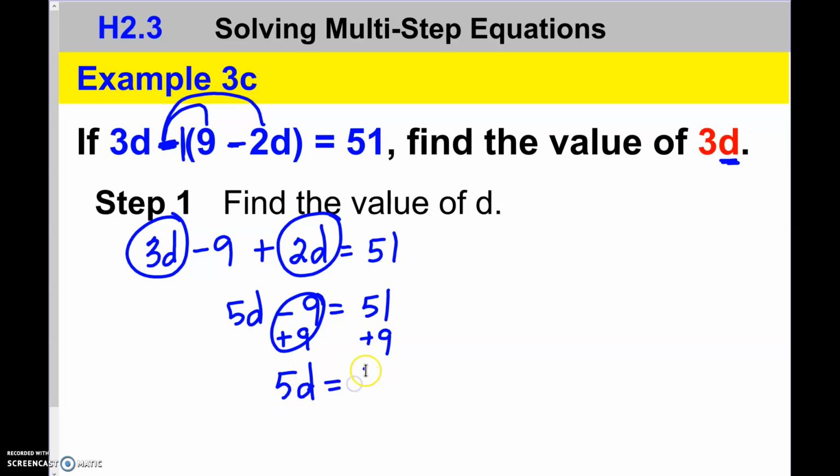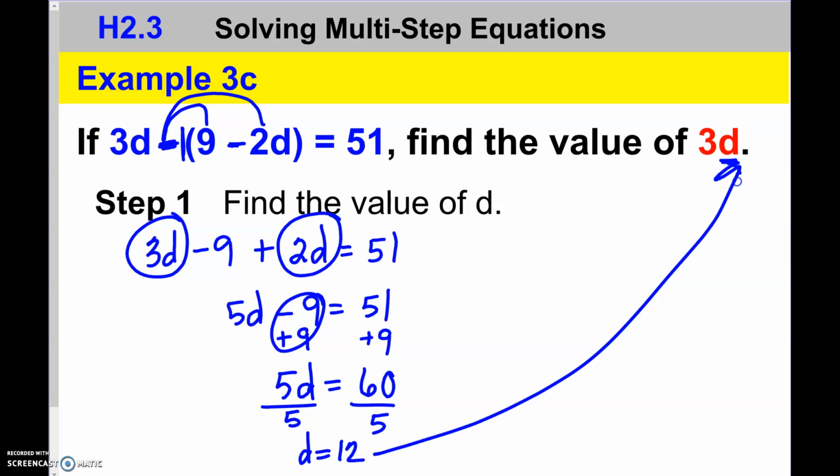5d equals 60. So now this says 5 times d. So what is the opposite of times? It's dividing. So we're going to divide by 5. And 60 divided by 5 is 12. So now we know the value of d. d is 12. So we can go substitute that in here.